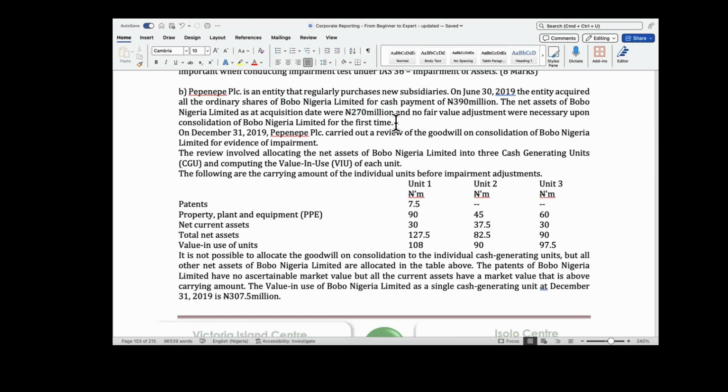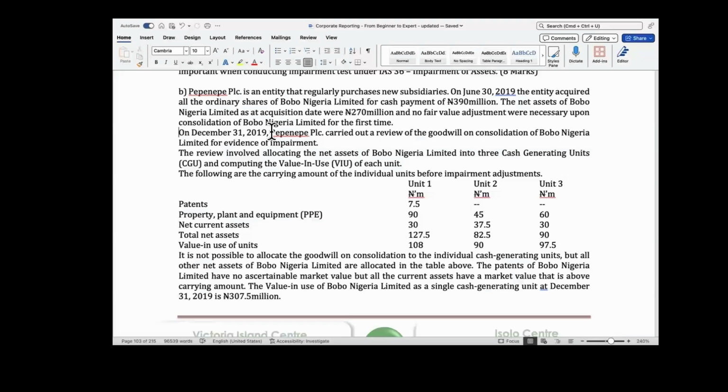Okay, next paragraph. It now says on December 31st, 2019, Pepenepe PLC carried out a review of the goodwill on consolidation of Bobo Nigeria Limited for evidence of impairment. The review involved allocating the net asset of Bobo Nigeria Limited into 3 cash-generating units and computing the value in use of each unit. Okay.